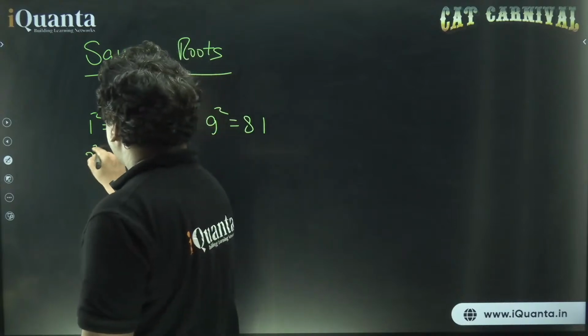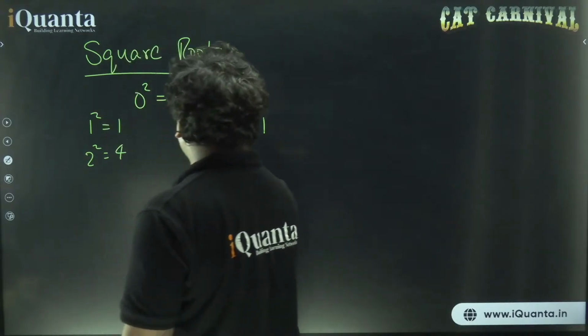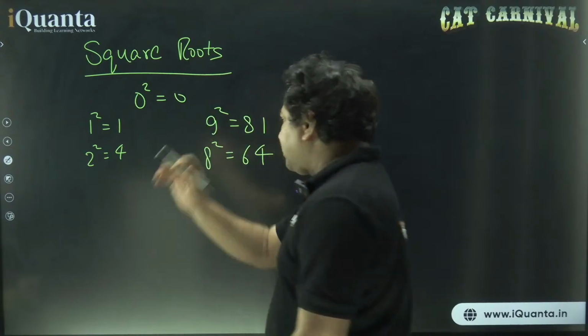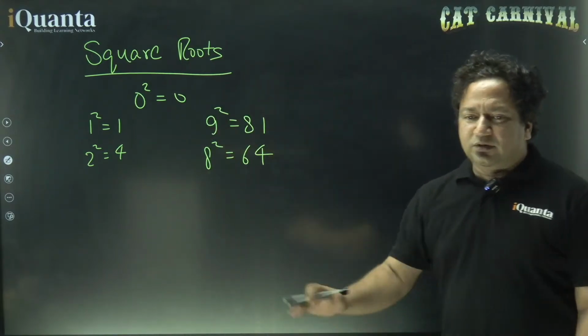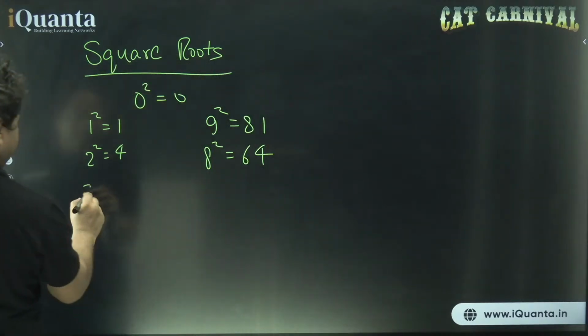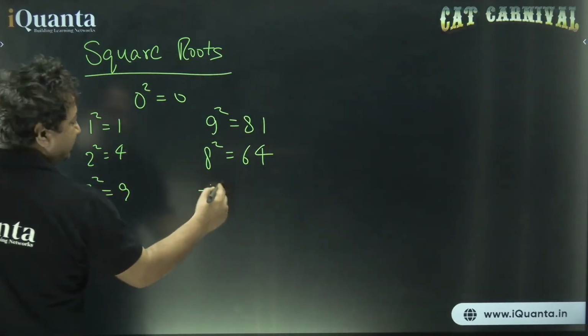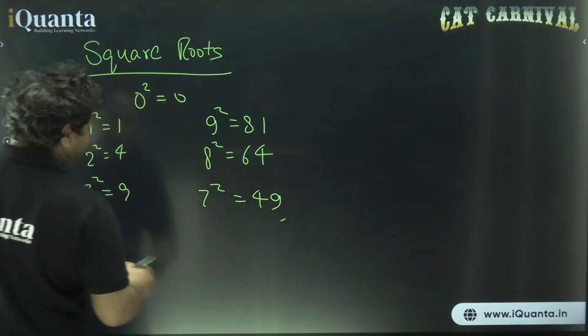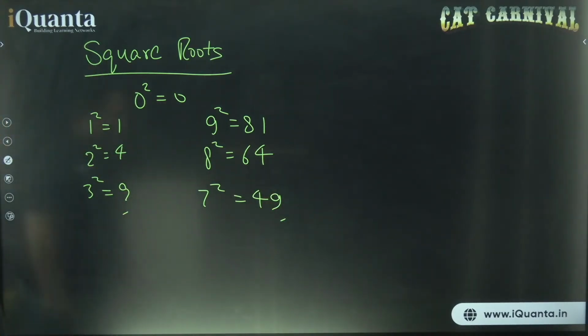2 square is 4, 8 square is 64. See, if a number ends at 4, its square root can end at either 2 or 8. Both are possible. Same happens with 3 square, that is 9, and 7 square, that is 49. Number ends at 9, square root can end at either 3 or 7.